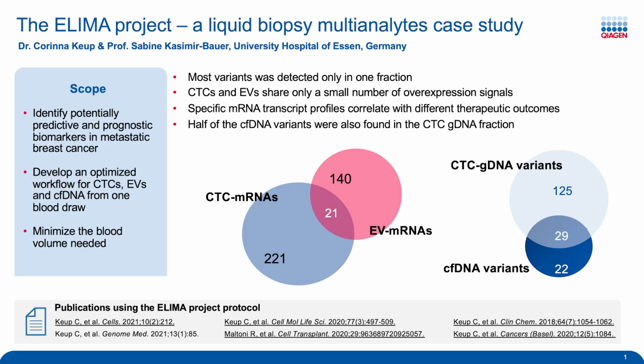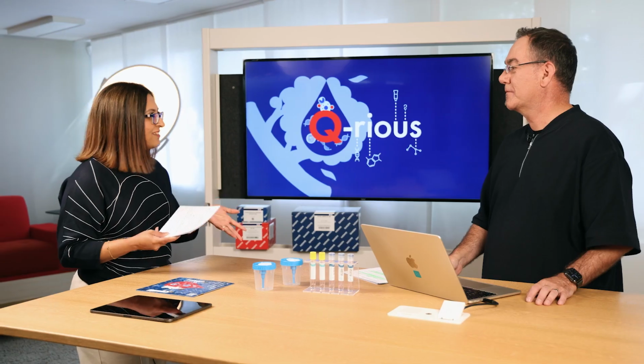Yeah, absolutely. I think the ELIMA-1 study is a good example. The study was done by Dr. Corinna Keub and Professor Sabine Casimir-Bauer from the University of Essen. And there they looked into patients with metastatic breast cancer. They were isolating exactly these analytes I've just mentioned in the workflow, so starting with circulating tumor cells, free circulating DNA and exosomal RNA. And all of these analytes actually help to puzzle the picture together of what's going on in those patients. That indeed provides a very detailed and comprehensive view, right, of the sample.